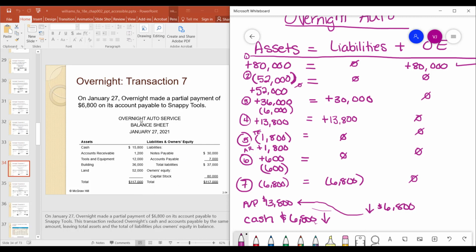So keep in mind, everything I'm doing here is basically what's happening here. This is just in neat balance sheet form. So your assets equals your liabilities plus owner's equity, both in balance sheet form and in the equation form. But they are one and the same.